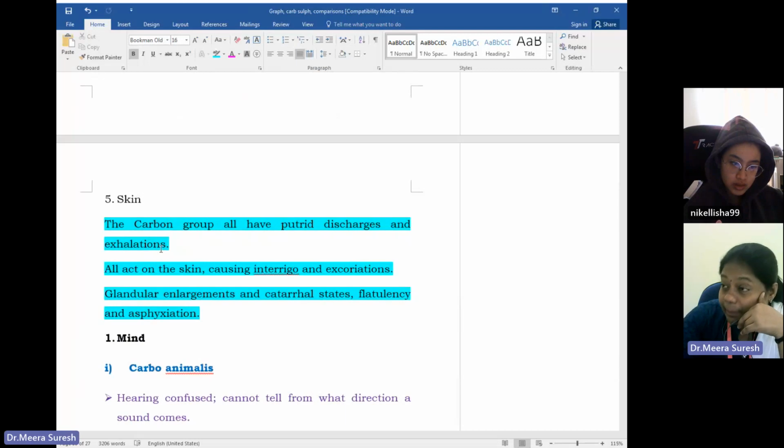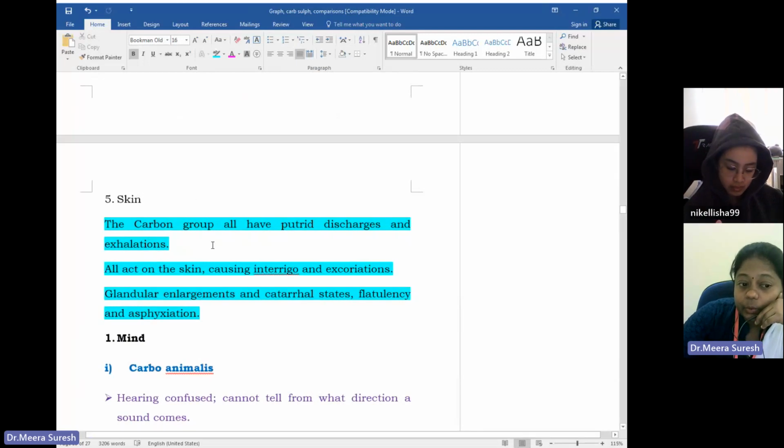Then even Baryta Carb, they have offensive foot sweat. And graphite also has offensiveness. So offensiveness is a basic nature of the carbon group. And others I also told you, the mercury and acid. But for now, we'll concentrate on the carbon group. Then all these remedies act on the skin, and it causes intertrigo and also excoriations. All these five remedies.